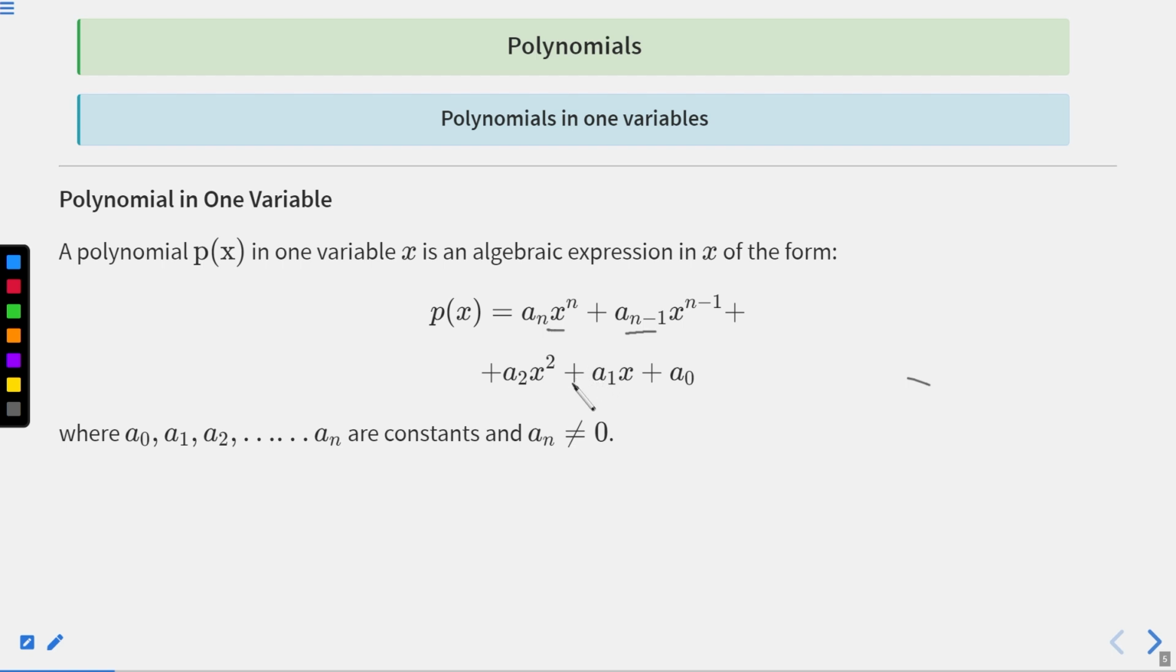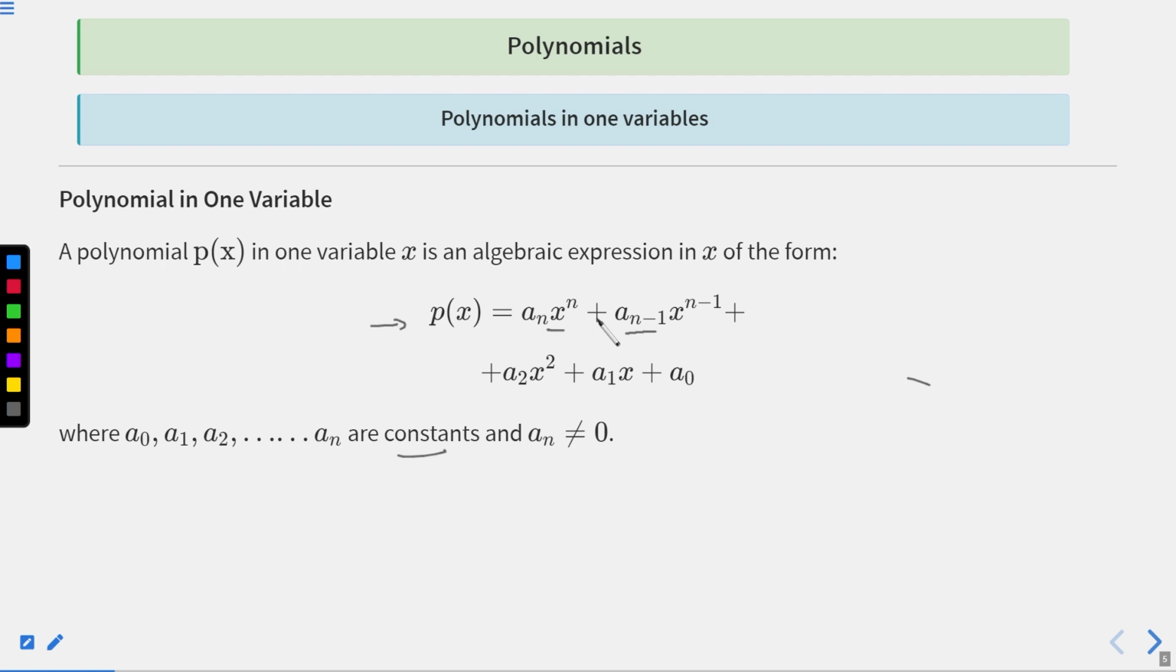one variable x is an algebraic expression in x of the form p of x equals an x to the power n plus an minus 1 x to the power n minus 1 plus dot dot dot plus a2 x square plus a1 x plus a naught. Here the variable is x, and an, an minus 1, dot dot dot a2, a1, a naught are constants. They are called constants, and x is called the variable.